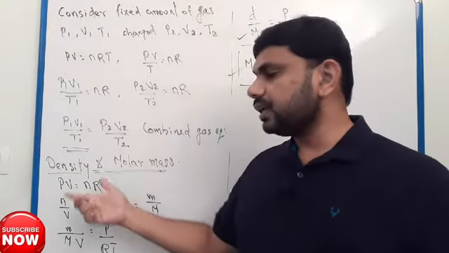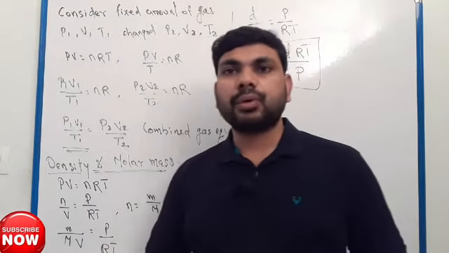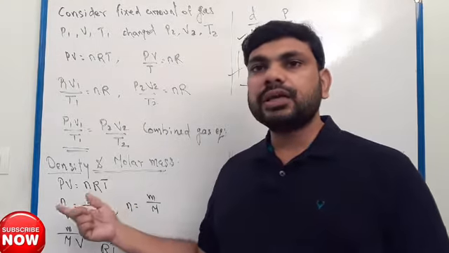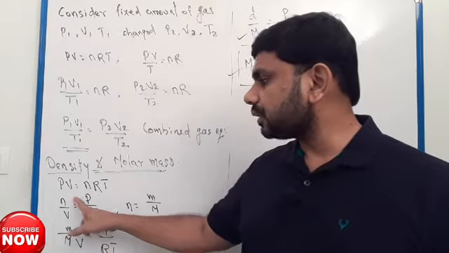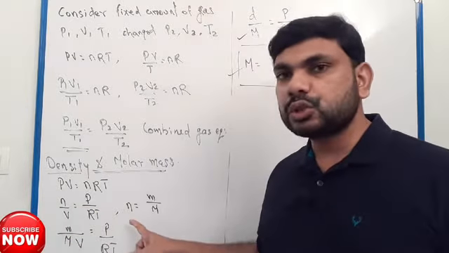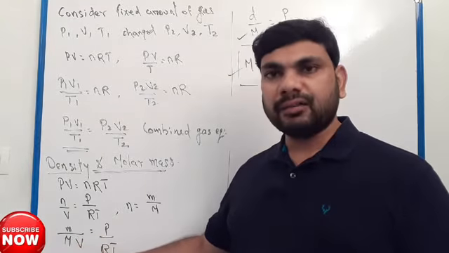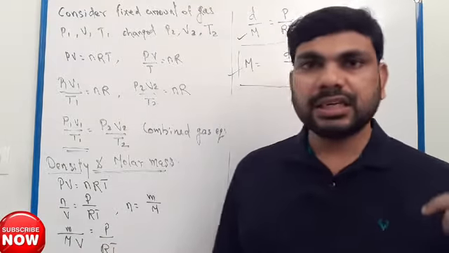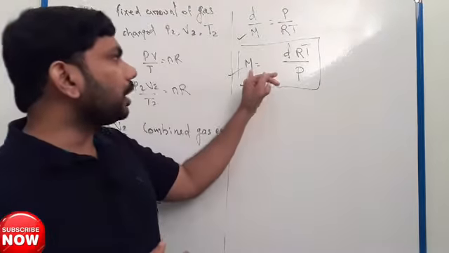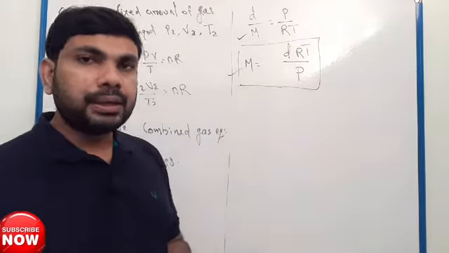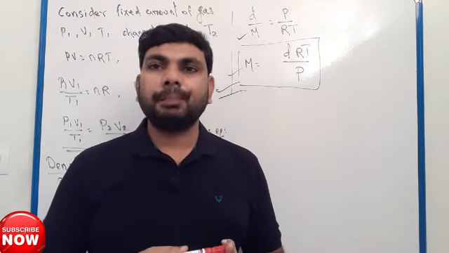So here we discussed the combined gas equation. Also we discussed the relation between density and molar mass. How did we do this? PV equal to nRT. Then we found the equation for n by V. Then we substituted the value of n as mass by molar mass. Mass per unit volume means density, so we substituted d. After that we found molar mass is equal to dRT divided by P. So remember this final equation, molar mass is equal to dRT divided by P.